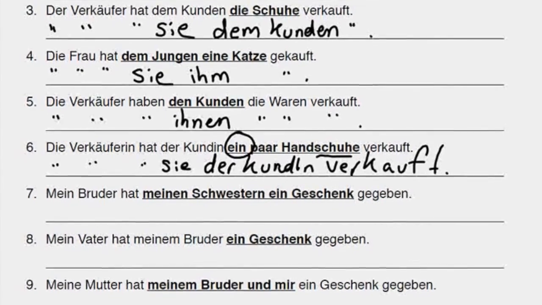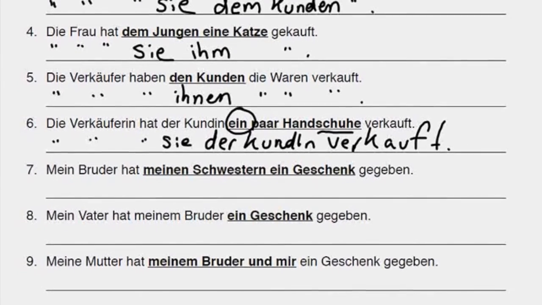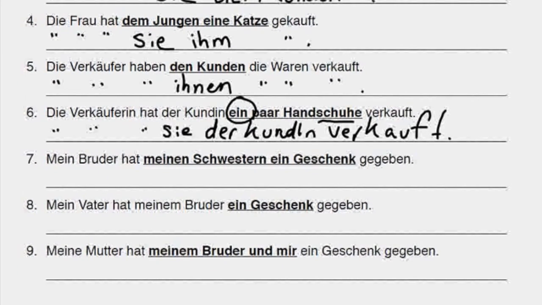Nummer 7. Mein Bruder hat meinen Schwestern ein Geschenk gegeben. Since both the direct and indirect objects are nouns, and we change this into pronouns, we have to have the direct object first, es, because ein Geschenk is neuter and accusative neuter is es. Meinen Schwestern tells us this is plural, so we use the plural dative ihnen. And then at the end of the sentence, we still have gegeben for our past participle.